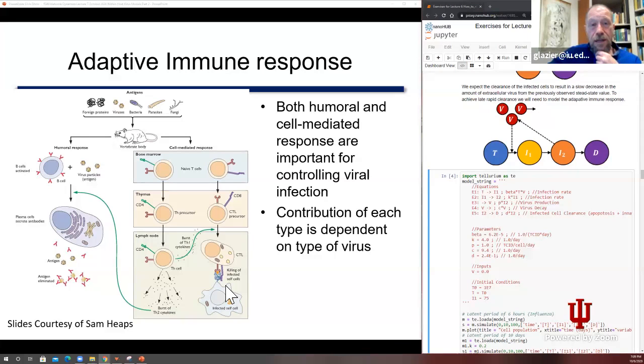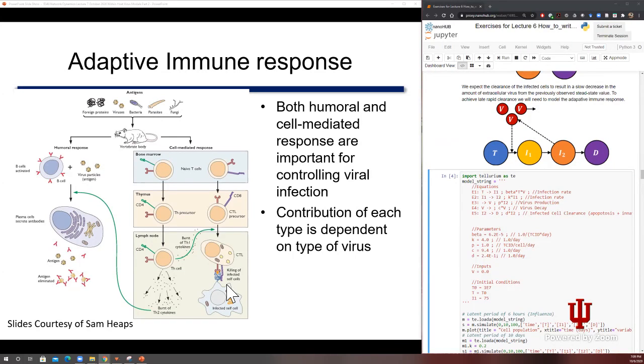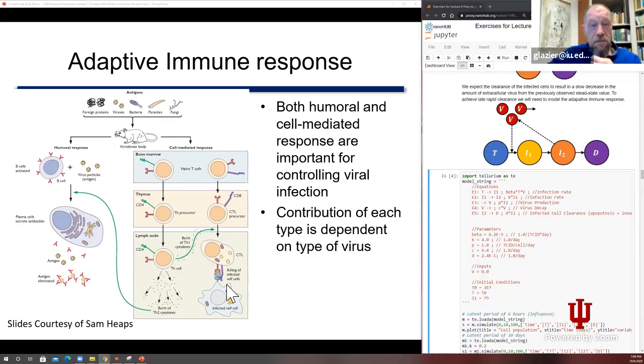Okay, any questions about that? Have people walked through the immune system before? How many people have seen a basic presentation of the adaptive immune system before? Okay, so this is review for you. Good, so it's review for most of you.